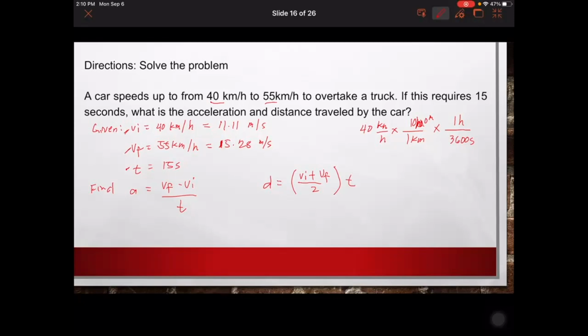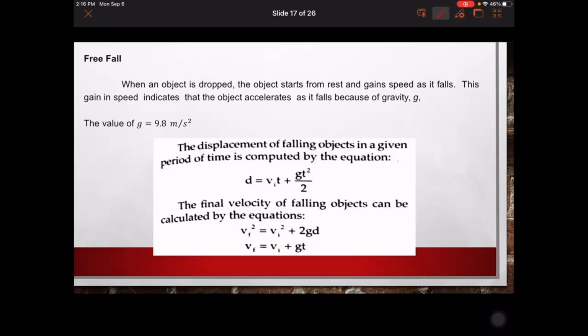Now, please answer the sequence. Ibigay ko na. The free fall. So, the free fall is when an object is dropped, the object starts from rest and gains speed as it falls. So, from the word itself, free fall, galing siya sa taas, papunta sa pababa. This gain in speed indicates that the object accelerates as it falls because of the gravity. Diba, anything na inihagis natin pataas, bababa din siya because of the gravity.